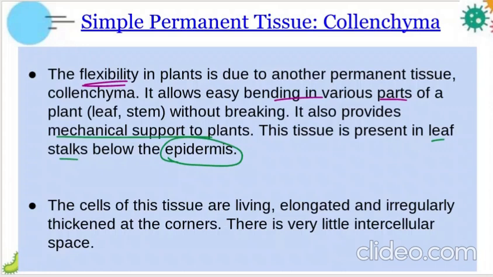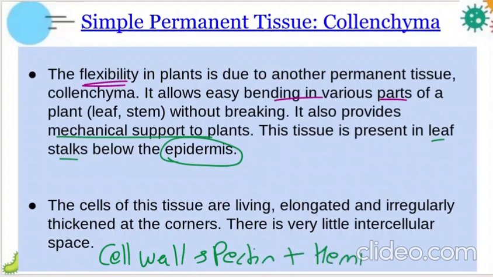Now, the cells of this tissue, collenchyma, are living and they're elongated and irregularly thickened at corners. I'm going to show you that image. And there is very little intercellular space. Okay. Now, what is the cell wall made up of? Important point. The cell wall of collenchyma is made up of two materials. First is pectin plus hemicellulose. So pectin plus hemicellulose make up the cell wall of collenchyma.